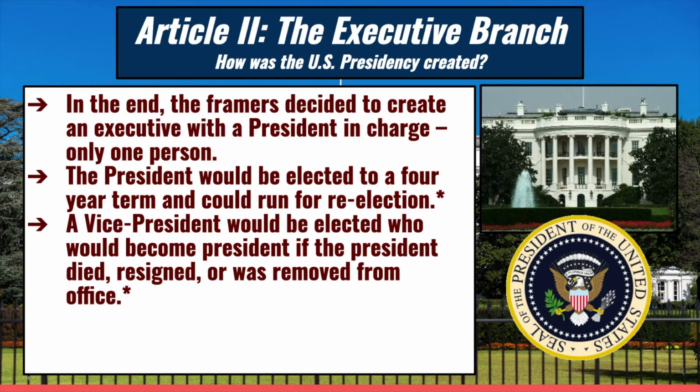They did decide to create a vice president who would be elected, who would become president if the president died, resigned, or was removed from office. So the vice president is elected along with the president, but does not have nearly as much power. And the entire purpose of the vice president is basically to have someone who would take over the presidency if the president is no longer president due to death, resignation, or removal through the process of impeachment, which has been in the news the last few years.